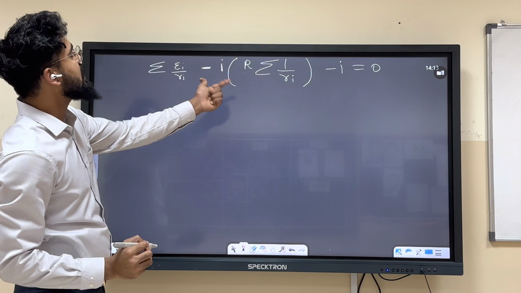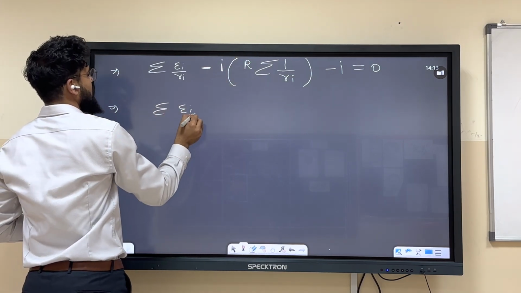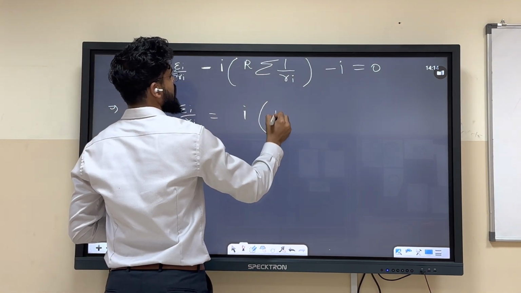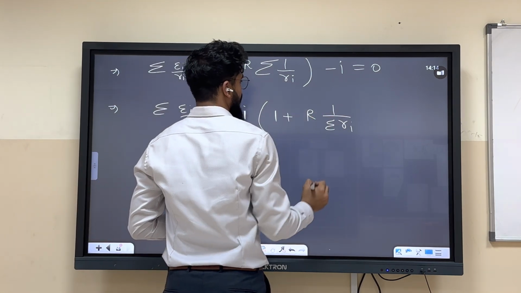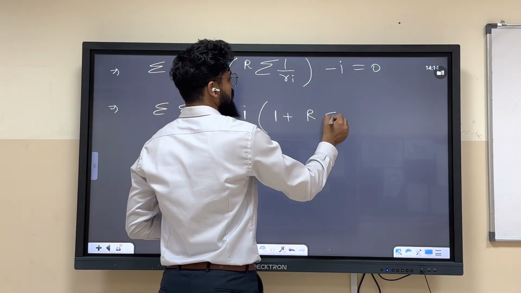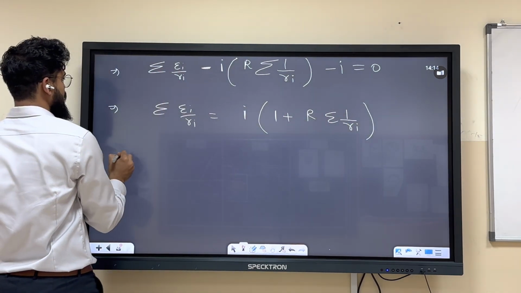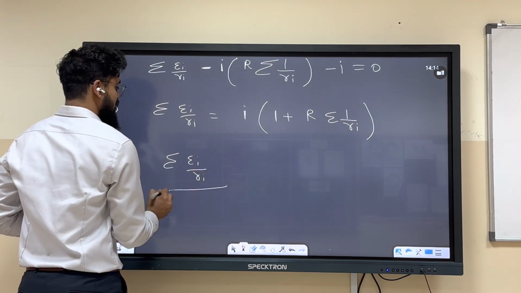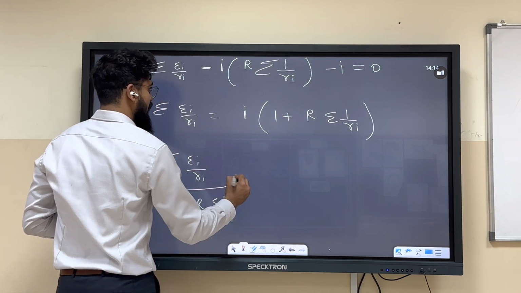Now from here we are taking R to that side. So what do we get? Sigma EI upon RI equals to R, look carefully, 1 plus R sigma 1 upon R, right? So you can write sigma 1 upon R, right? Okay. Now this will come over here. Then sigma EI upon RI divided by 1 plus R sigma 1 upon RI equals to R.